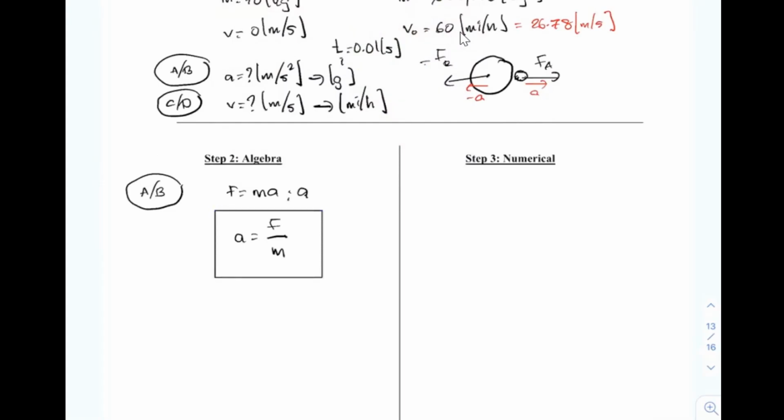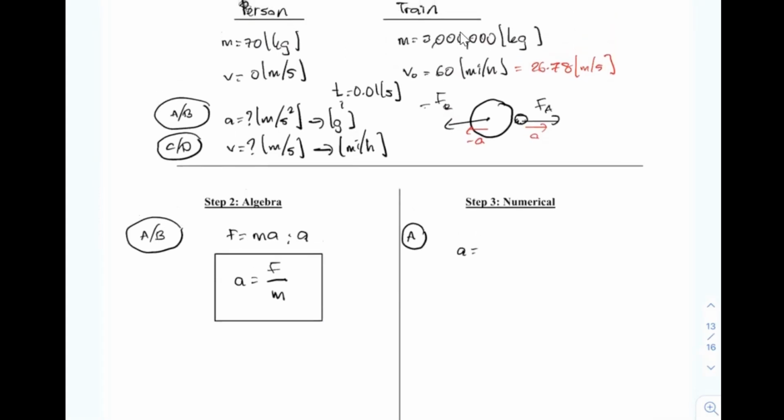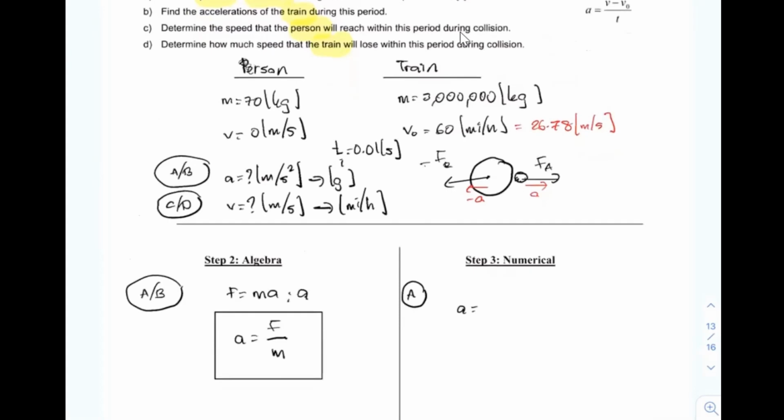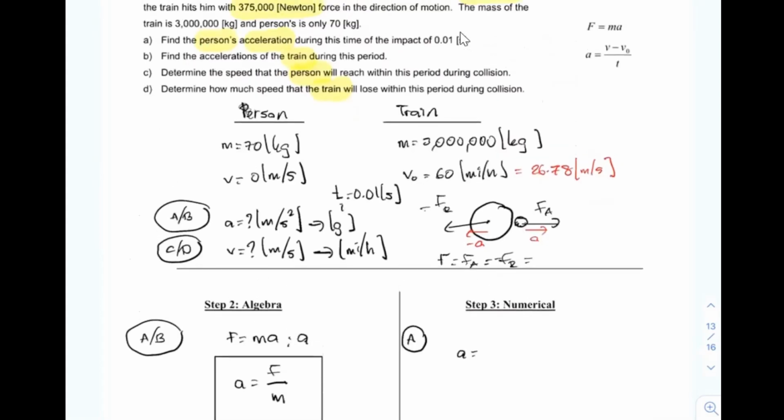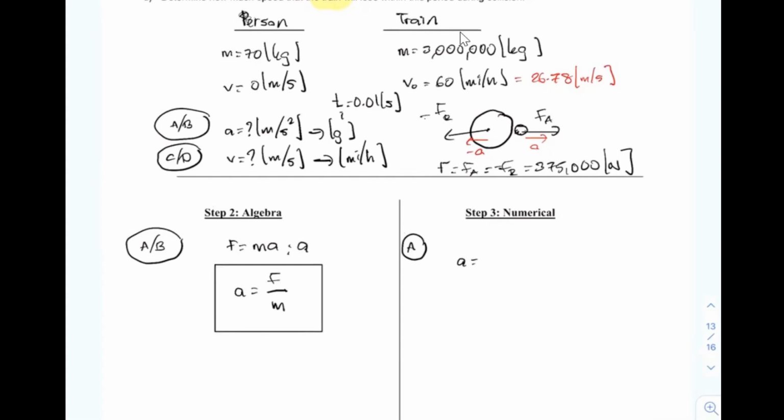So what do we have for the person? For A, the person is going to experience the impact force. We don't have the impact force, so just copy down the impact force. The action and reaction forces are going to be the same. It's going to be 375,000 newtons. So the action force is acting on the person, it's going to be positive, divided by the mass of the person.